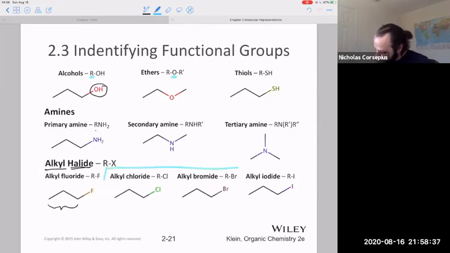I'll just tell you, these two right here are the most important that we're going to see over and over again. They're the most common. So we're just going to see a lot of that. So they may be referred to either as an alkyl halide or more specifically as an alkyl chloride or an alkyl bromide.